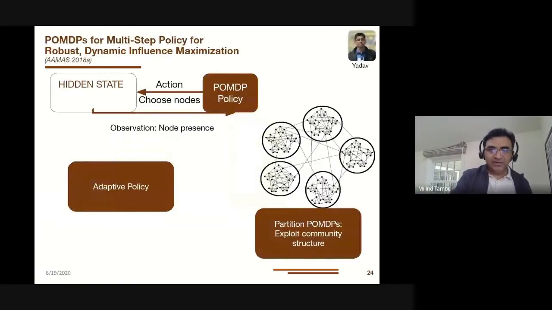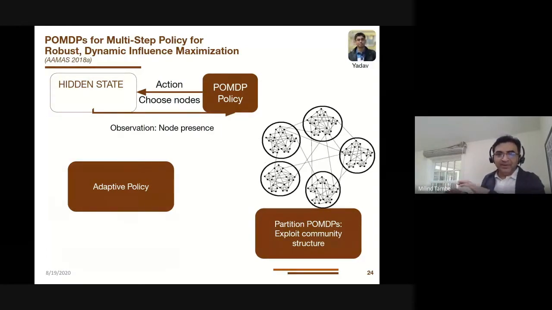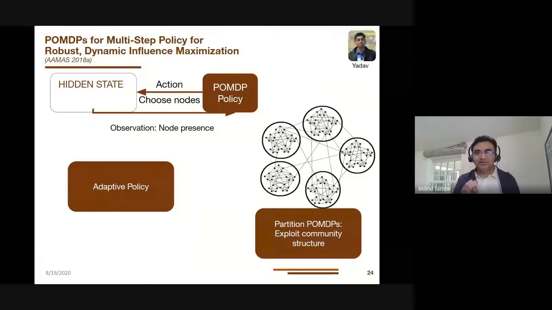So what does that mean? We are going to take the graph, divide it up into smaller partitions, and then give the smaller partitions to the POMDP, and it is going to tell us who to select within each partition separately. So it's an adaptive policy, but we are running it on smaller networks.